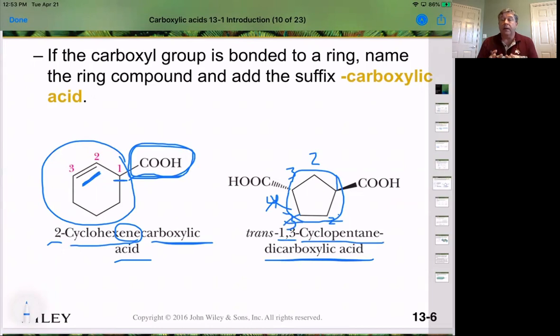And if we look at the stereochemistry of those, one of those is facing up, one of those is facing down. That gives us the trans stereoisomer of our material. So our final name is trans-1,3-cyclopentane dicarboxylic acid.